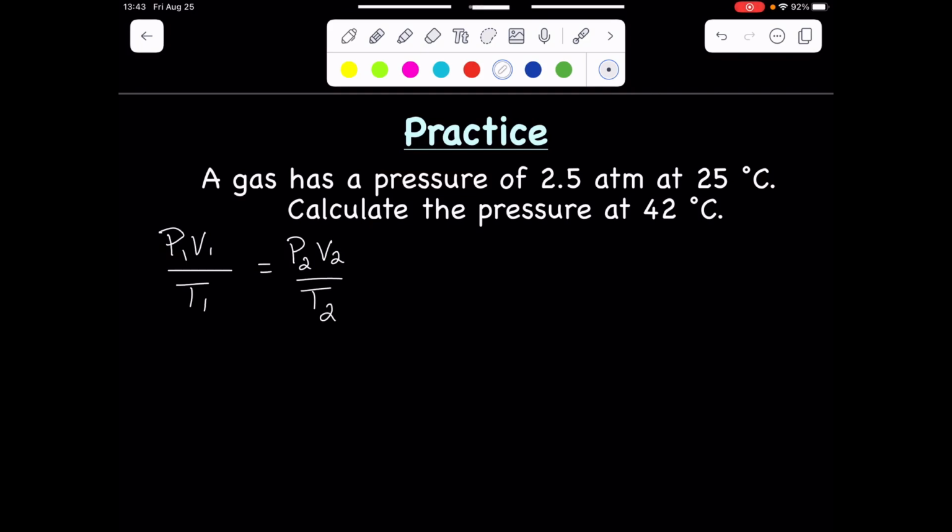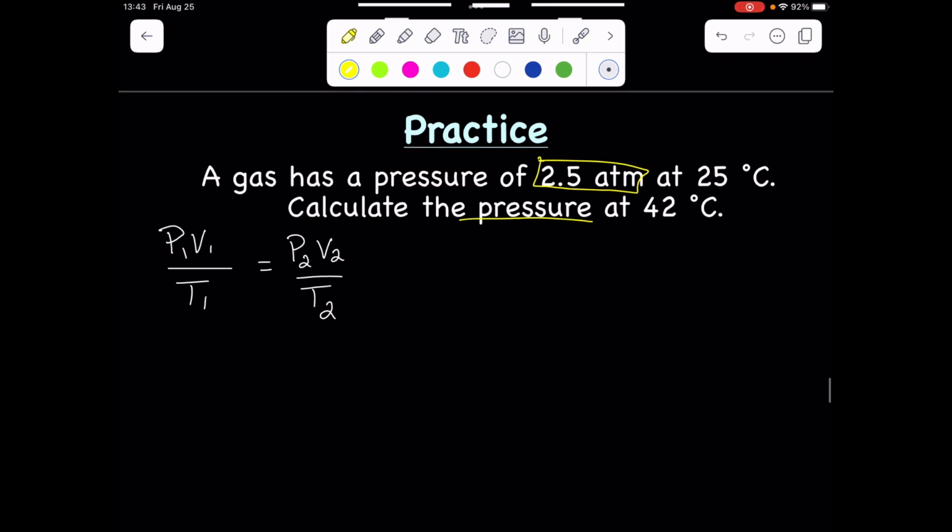And just like with predictions, we are going to identify which variables are in the problem. So here's pressure, and then it asks us for pressure. So we're going to be using the variable pressure. And then I see 25 degrees C, which I know is temperature. And that means we get to ignore the volume. All we have to do now is put the numbers in the right location.